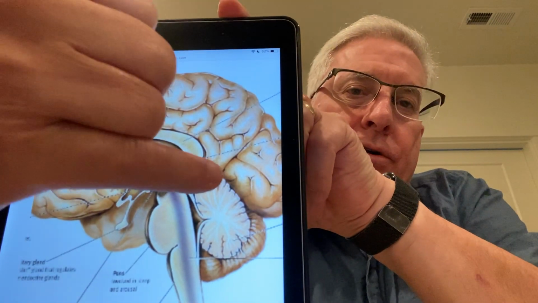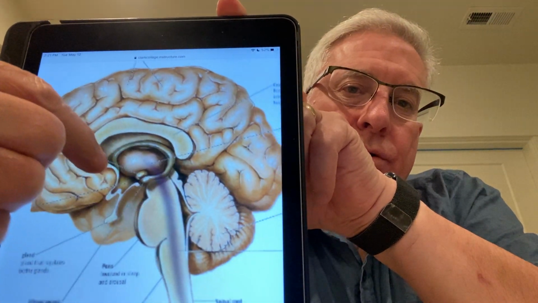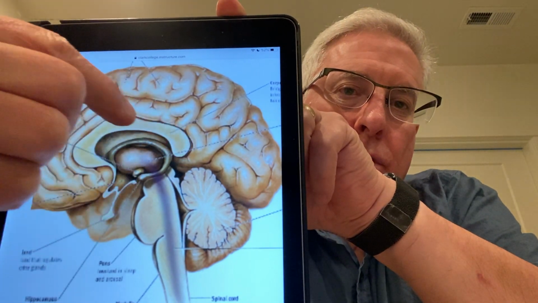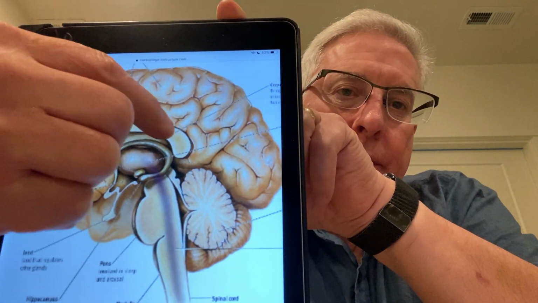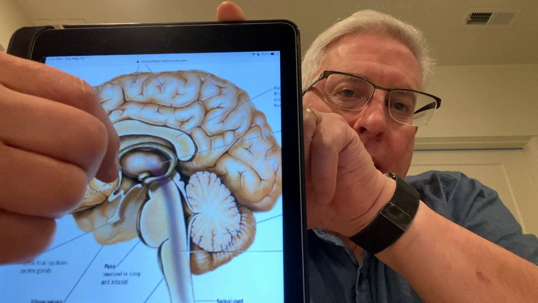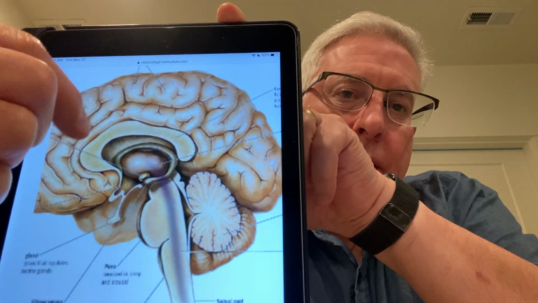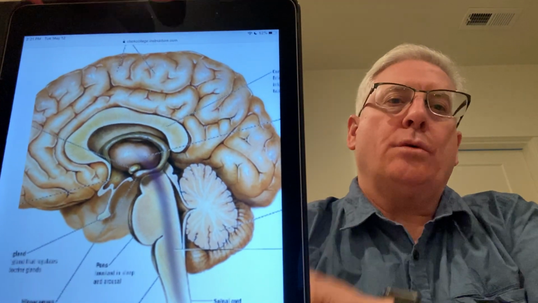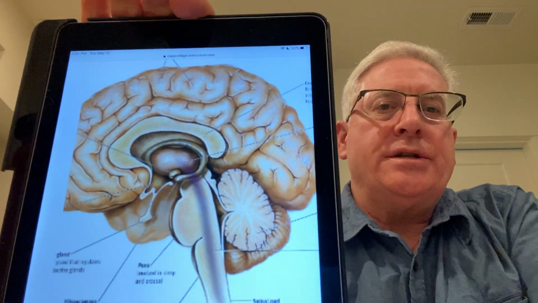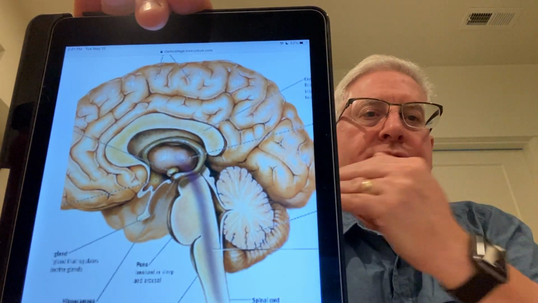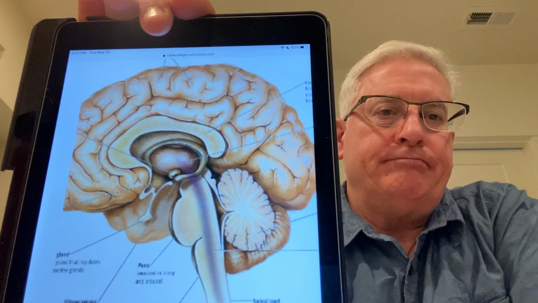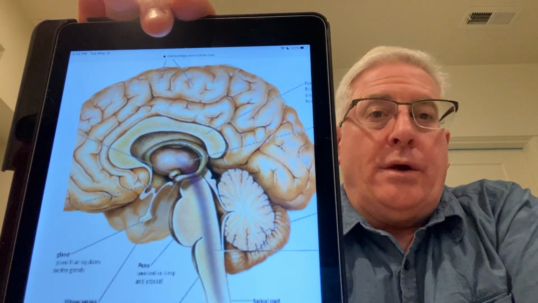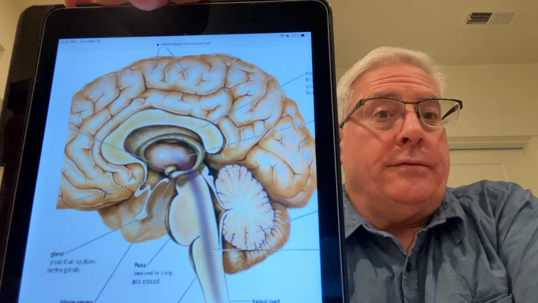The other structure is this whitish structure that goes all the way across right here. And what is that? That is called the corpus callosum. The corpus callosum is where the two sides of the brain are connected and information is sent back and forth between them. So that way, right and left sides of the brain all can function together.